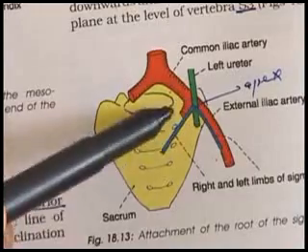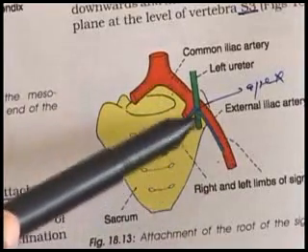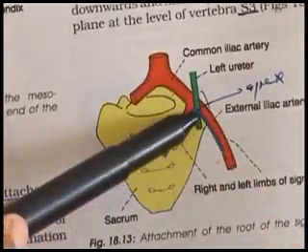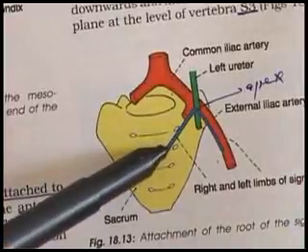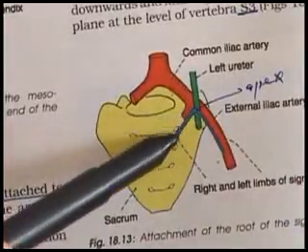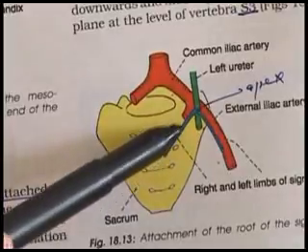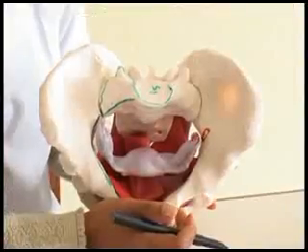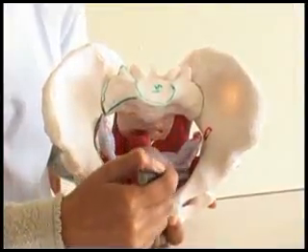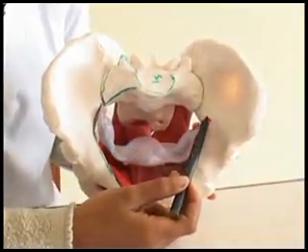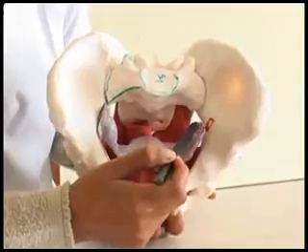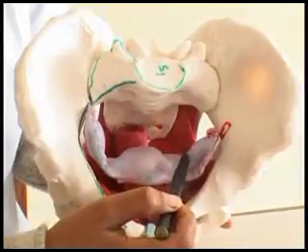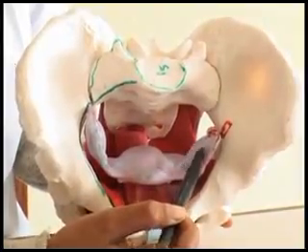Only on the left side, the brim of the pelvis is crossed by the medial limb of the pelvic mesocolon. The pelvic mesocolon is V-shaped. The medial limb crosses the pelvic brim and it contains the superior rectal vessels. The pelvic brim is crossed by the ovarian vessels only in the case of females. These ovarian vessels supply the ovary and also the lateral part of the fallopian tube.